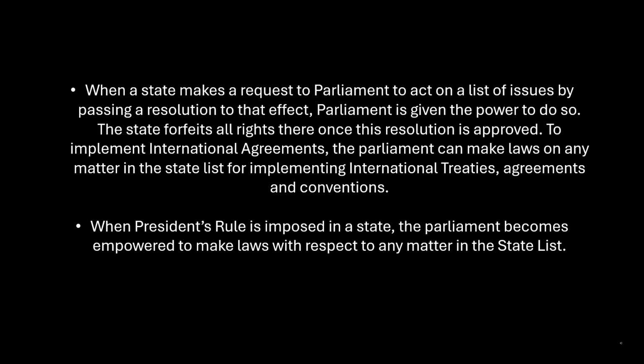To implement international agreements, the Parliament can make laws on any matter in the state list for implementing international treaties, agreements and conventions. When President's rule is imposed in a state, the Parliament becomes empowered to make laws with respect to any matter in the state list.